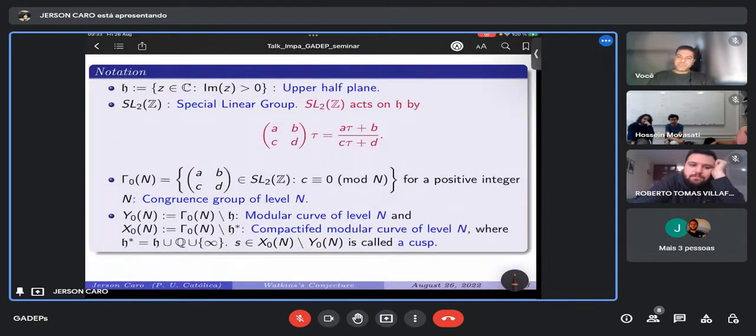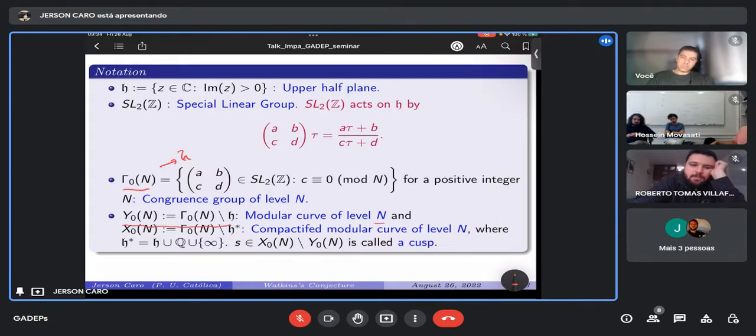Since we have an action from SL2 on H, we can also define the same action from Gamma_0(n) on H. In particular, we can take the quotient by this action, and we get a Riemann surface, which is called the modular curve of level n.